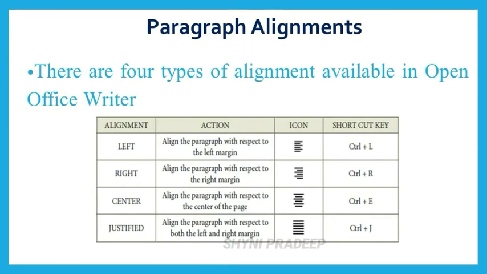Ctrl plus E. Next alignment is justified. This is used to align the paragraph with respect to both left and right margin. Okay, this is the icon. This is the shortcut keys, which means Ctrl plus J.